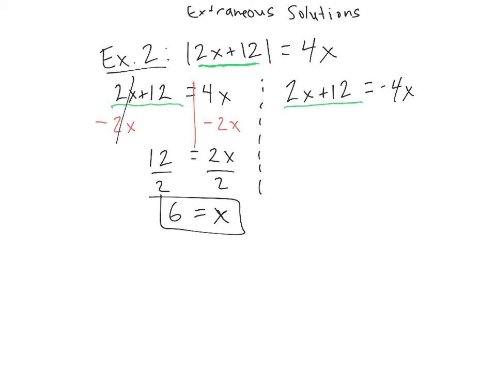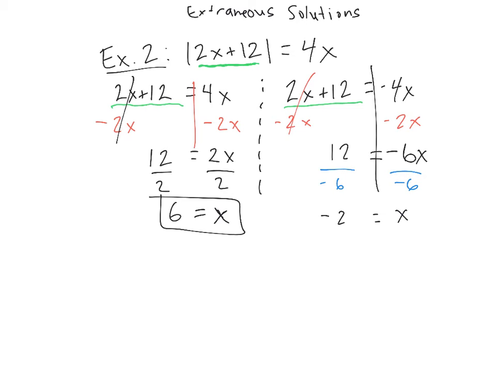If I do a similar process on this second equation, I'm going to subtract my 2x over to the right, and I get 12 on the left-hand side and negative 6x on the right-hand side. Then when I go to divide through by negative 6, I'm going to be left with 12 divided by negative 6 is negative 2 equals x. Again, I'm always going to move my x's onto one side and the numbers onto the other side and then divide by that number in front of x.